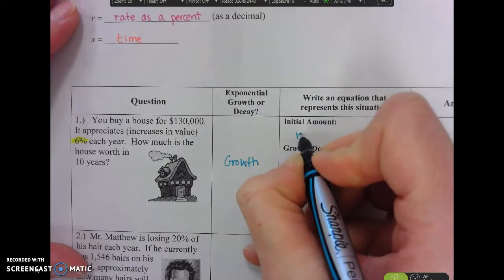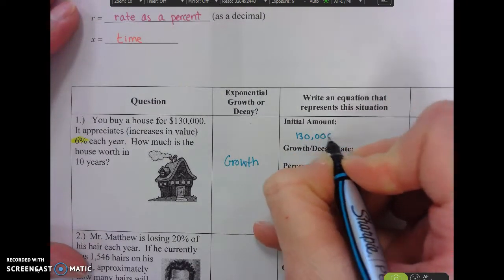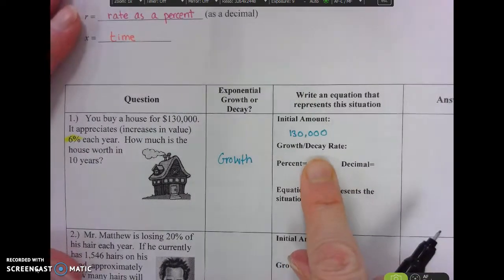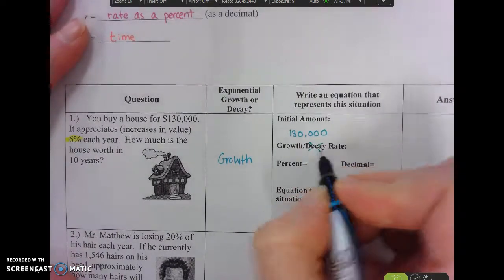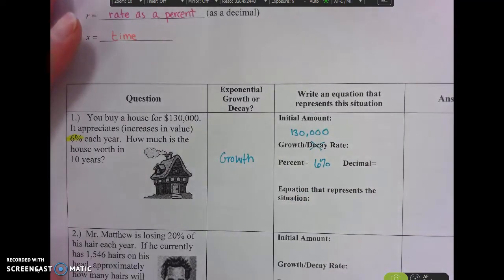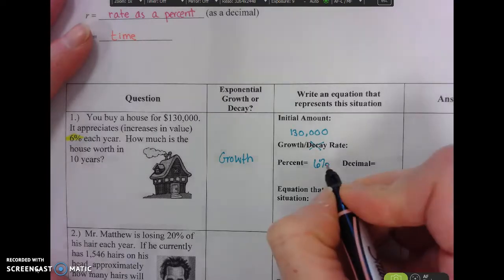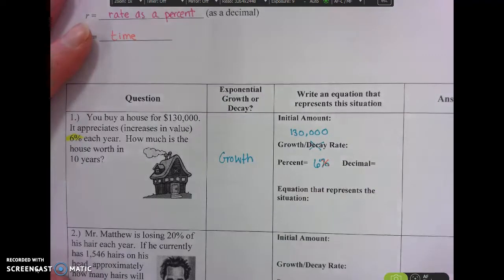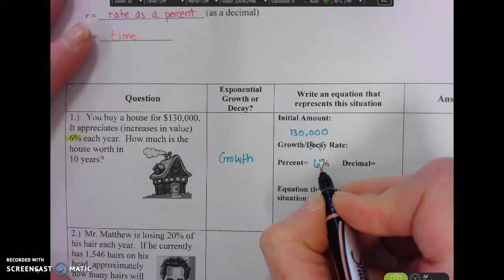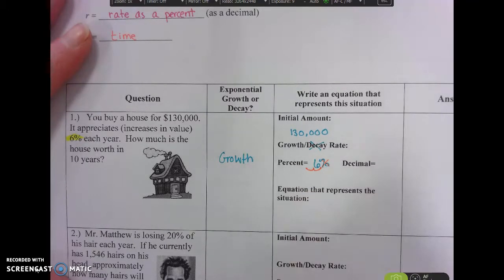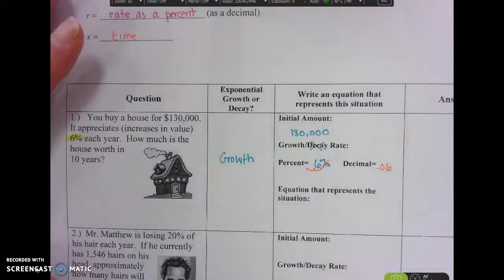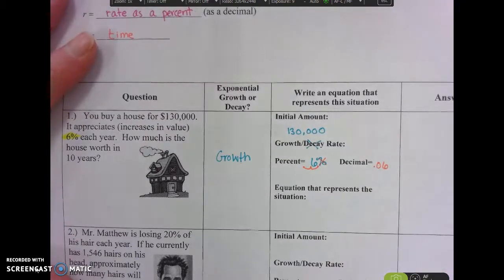My initial amount, $130,000. Now, here's where I have to be able to convert. So this is a growth problem. We're growing by 6%. We need to change that percent to a decimal. To do that, get rid of your percent sign. Find your decimal. If you do not see one, it's assumed to be right after the number, and you're going to move it over 2 places to the left. So your decimal would look like 0.06. Now that is your rate.